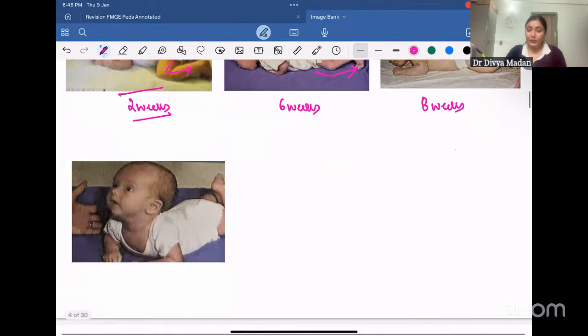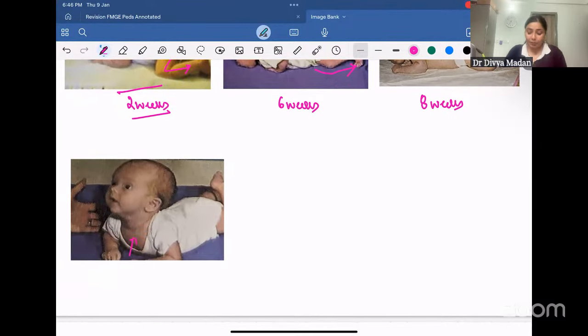And thereafter, can you see in this image what is happening? Now, some chest is also lifted off the ground. This is a complete head control, complete neck control that happens at 3 months of age. 3 months of age. Right?